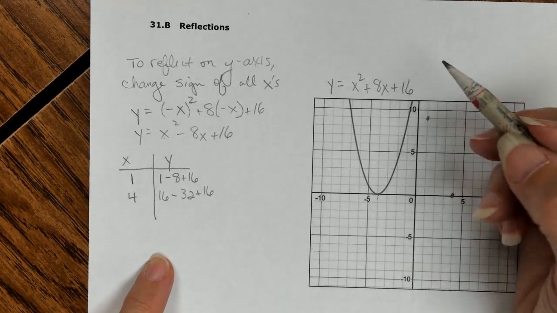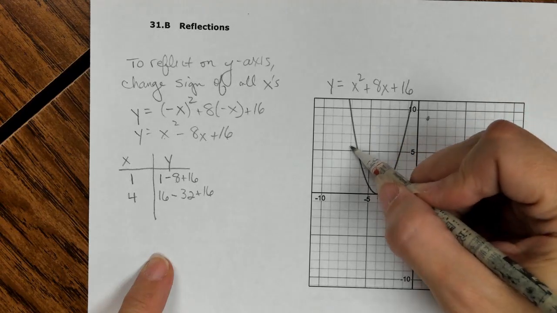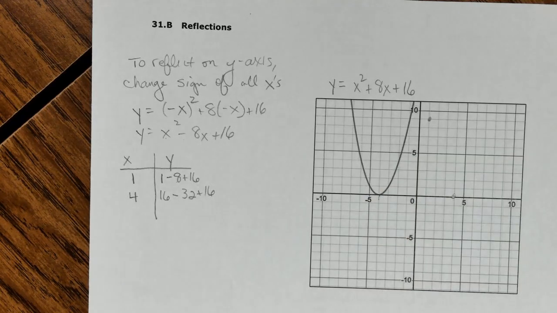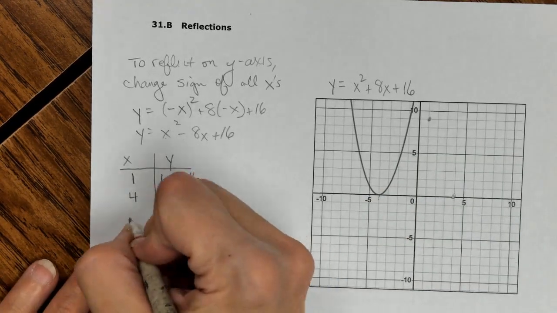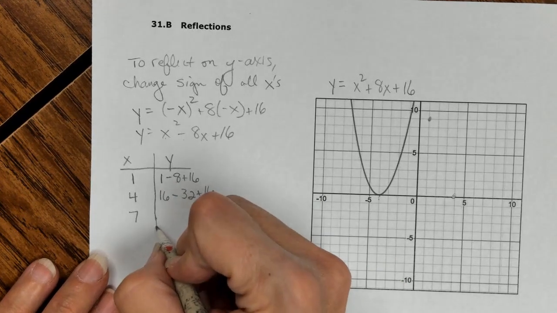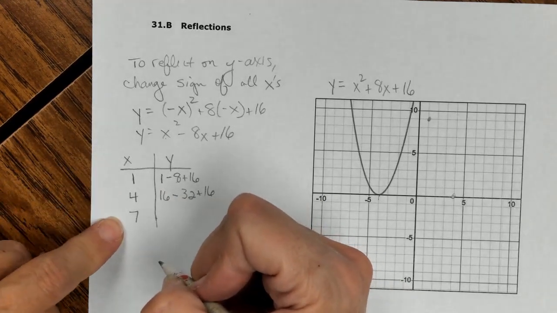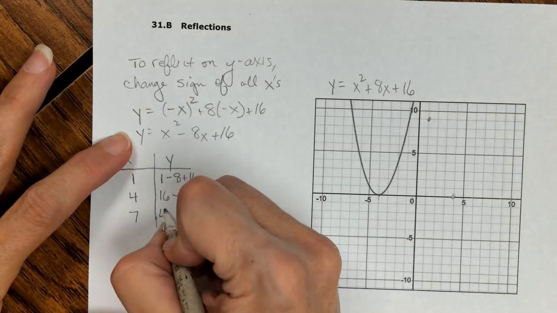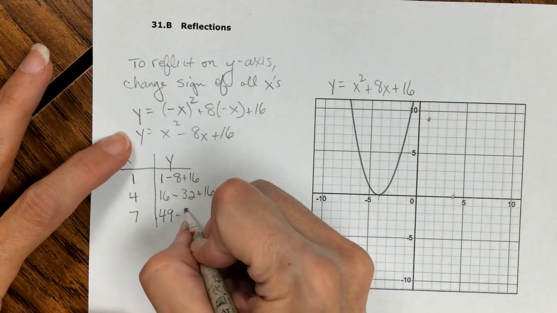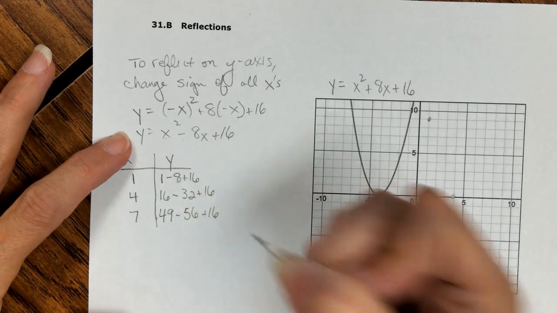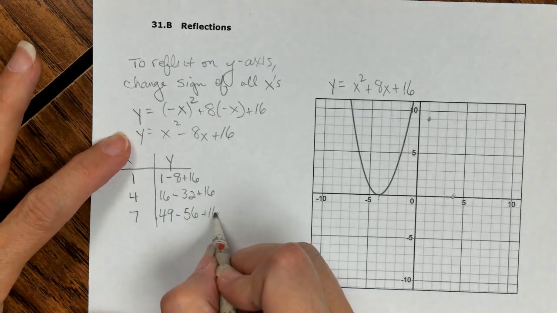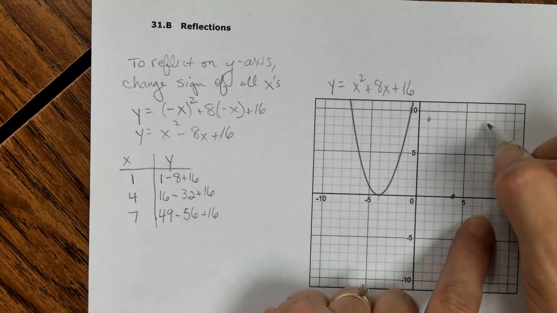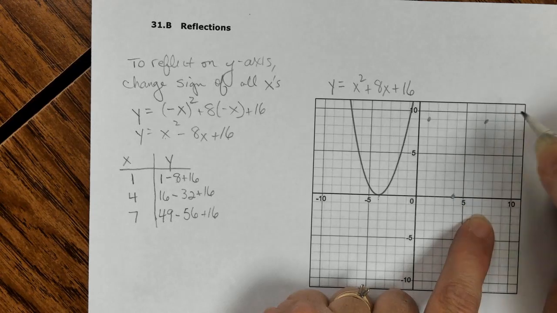And then looks like negative 7 gave us 9, so positive 7 should give us 9. Let's see, patterns. If I go up the same, I should see the same pattern here. Alright, so 7 squared is 49 minus 8 times 7 is 56 plus 16, minus 40, 49 minus 40 is 9. It worked. 7, 9.